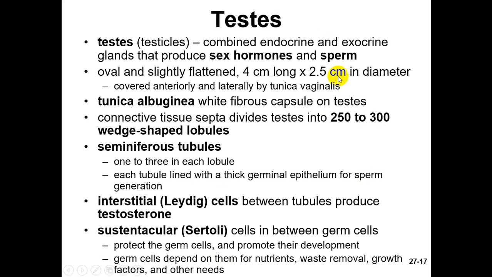Okay, so the testis is a combined endocrine and exocrine gland. That means that it produces sex hormones and sperm. This is its dimension. The tunica albuginea is a white fibrous capsule on the testis. Connective tissue septa divide the testis into 250 to 300 wedge-shaped lobules.